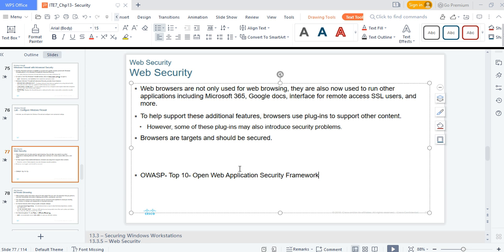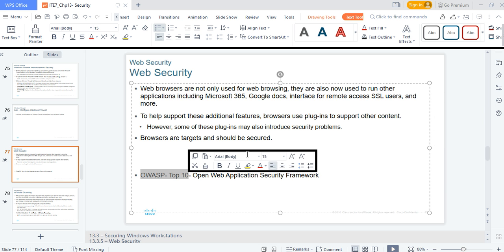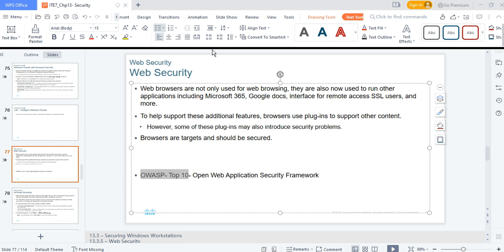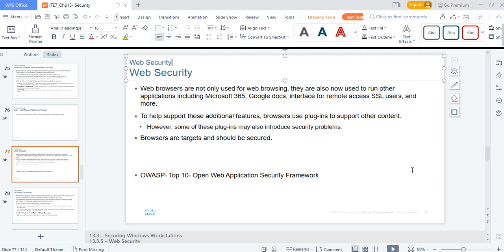If you check this and you get to the website, it's an open source project that tells you the 10 ways you could make sure that you harden and secure any web application that you create. And this is one of my core areas when it comes to cybersecurity.